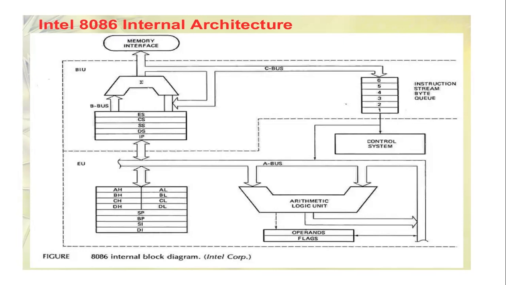It is having functional parts like instruction queue, and the instruction queue contains the instructions. It will get up to 6 bytes of mixed instructions and store them in the instruction queue. Once the execution unit executes an instruction, it is ready for its next instruction. It simply reads the instruction from the instruction queue and it will increase the execution speed. Next is segment register. The segment register internally contains 4 segment registers. They are code segment, data segment, stack segment, and extra segment.